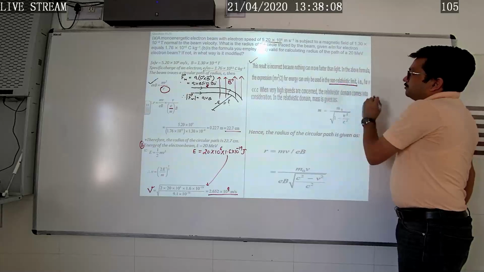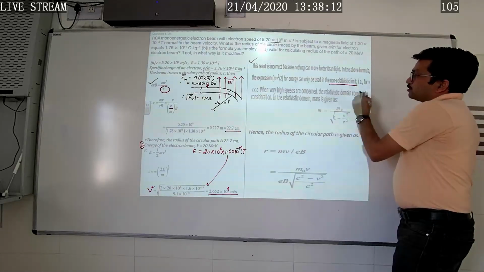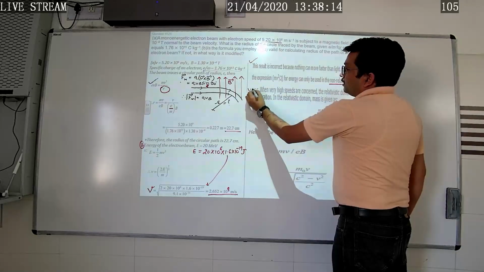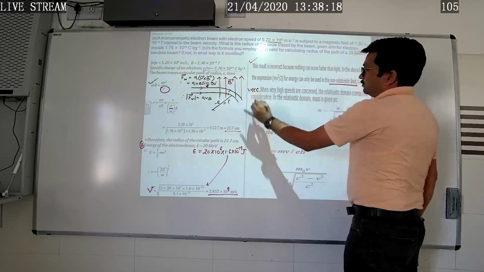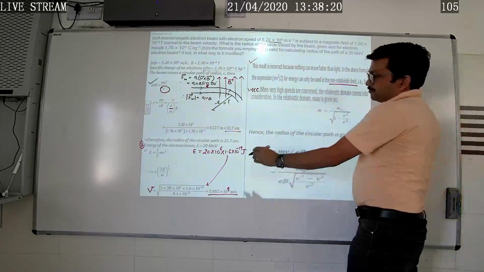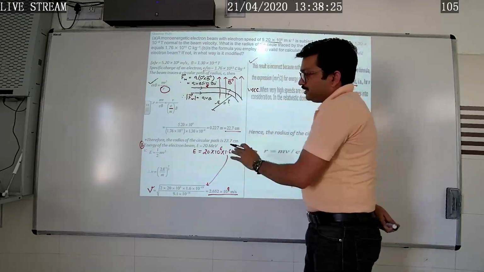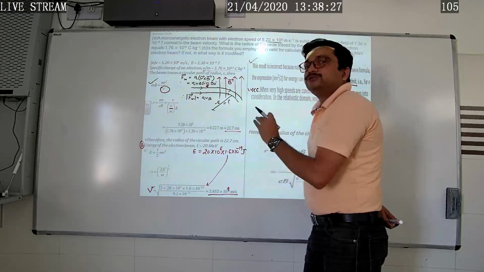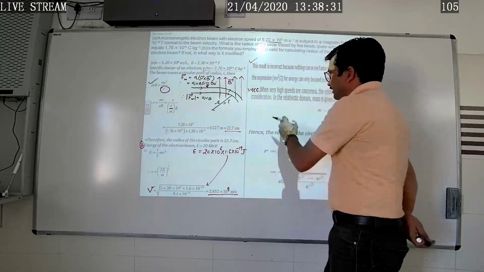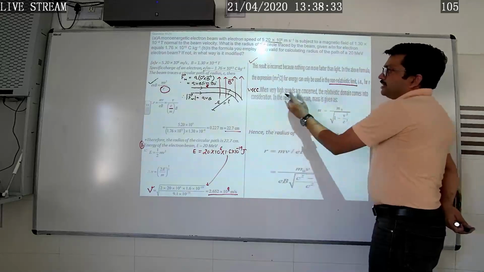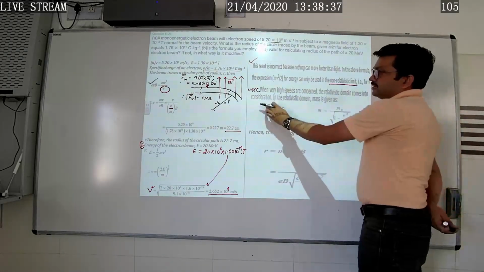Non-relativistic limit means where the relativistic effects are negligible, that is, for speeds very much lesser than the speed of light. This formula which we have applied here is used only when the speed of the moving body is very small compared to the speed of light. When very high speeds are concerned, the relativistic domain comes into consideration.